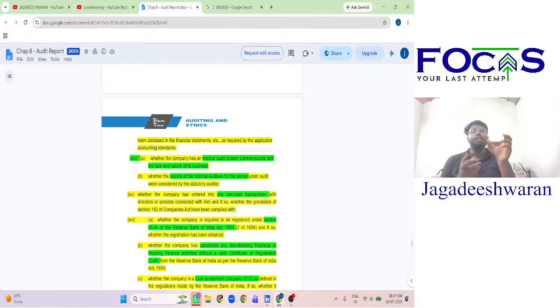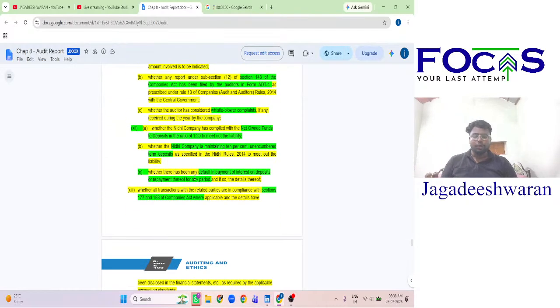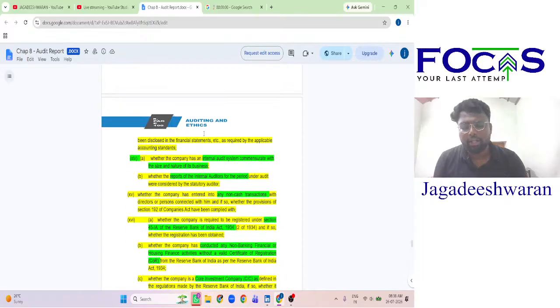So for the internal audit system, we have to mention whether it is commensurate based on the size and nature of the business. After that, we have to mention whether the statutory auditors consider the internal auditors' report. So we have studied 12, 13 and 14. 12 is all about Nidhi company, 13 is all about related party transactions, and 14 is about the internal audit system. 15, partner. Okay.